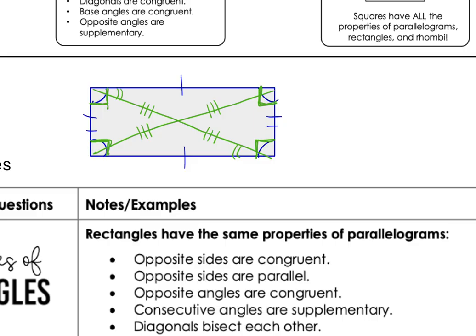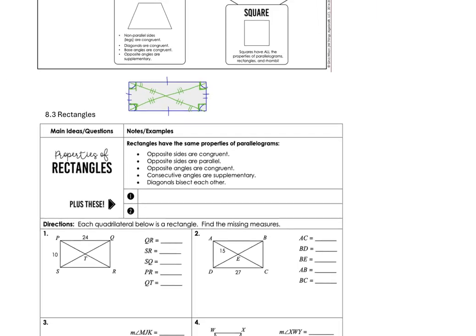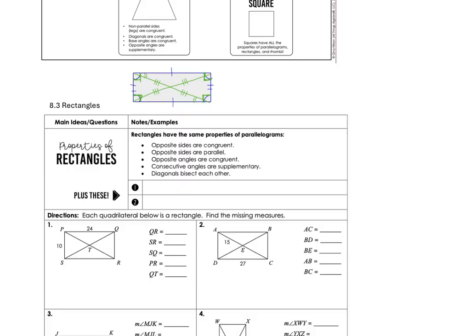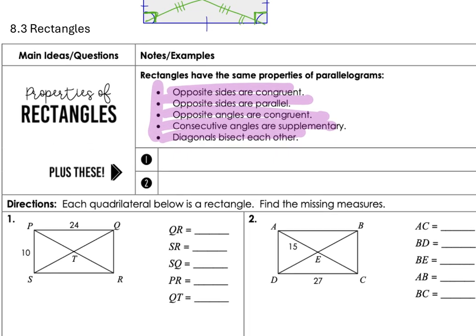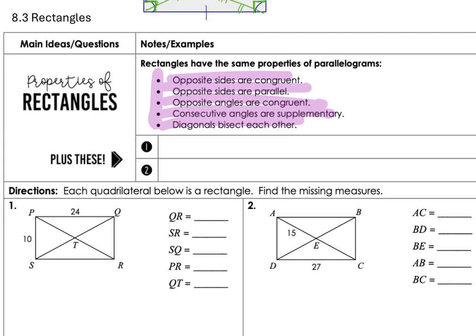Parallelogram. Okay, so here's the thing. Rectangles, if you think of them as just a rectangle, can feel a little overwhelming because there's a ton of things that are true about them. But if you think of them as a parallelogram, that's all the things about parallelograms. And now you just add on the rectangle stuff to it. It's only two things, okay? But just know that all the properties of a parallelogram will hold up in a rectangle as well.